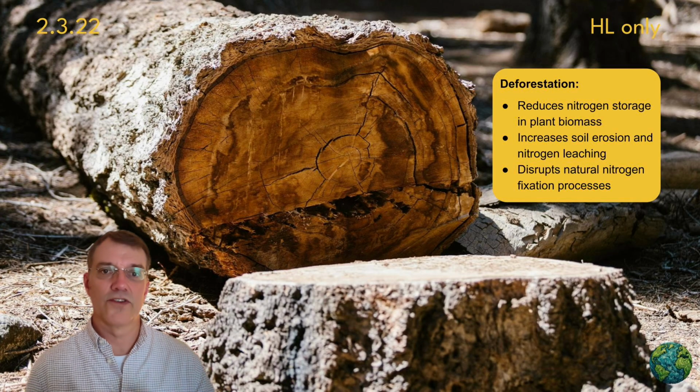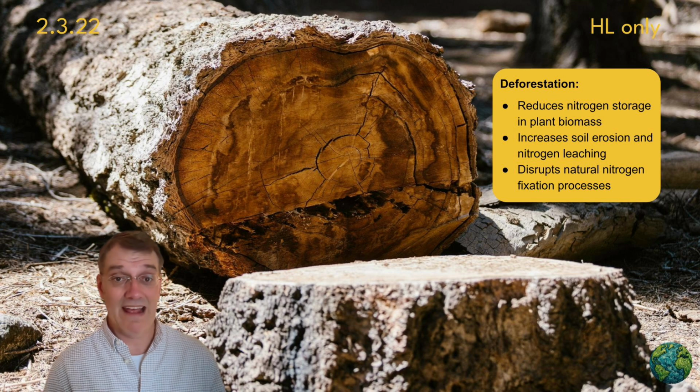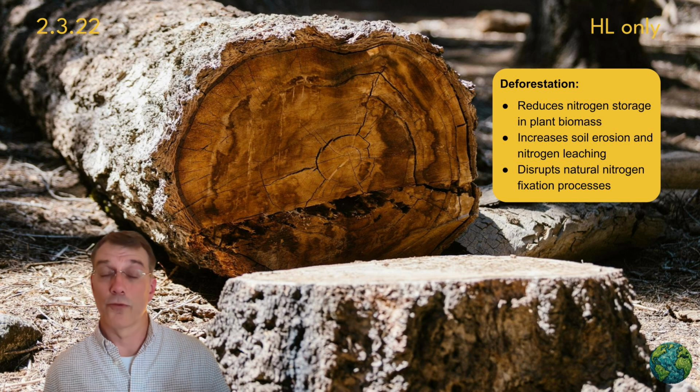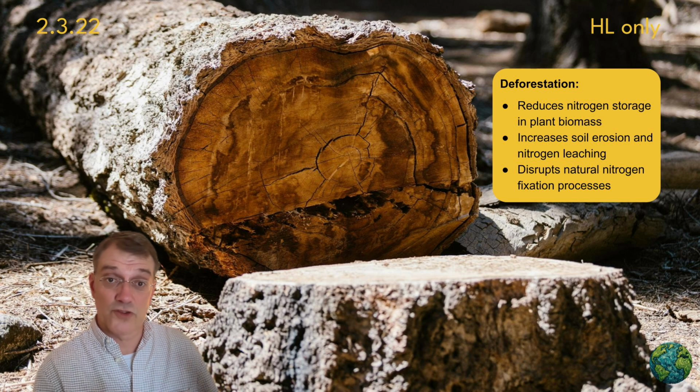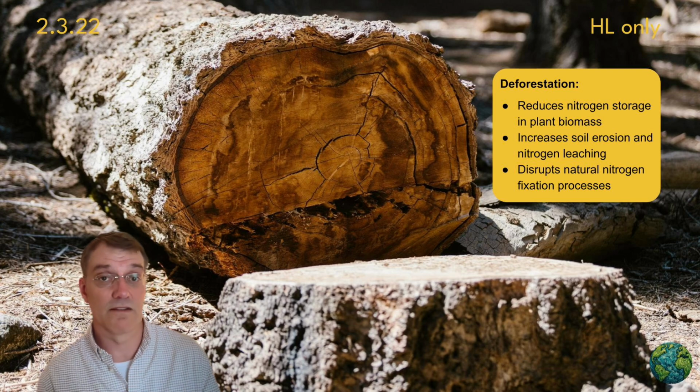When forests are cleared, several disruptions occur simultaneously. The removal of trees reduces nitrogen uptake from soils, and that leads to increased nitrogen loss through erosion. Additionally, the disturbance of soil structure disrupts those microbial communities that are responsible for nitrogen cycling.